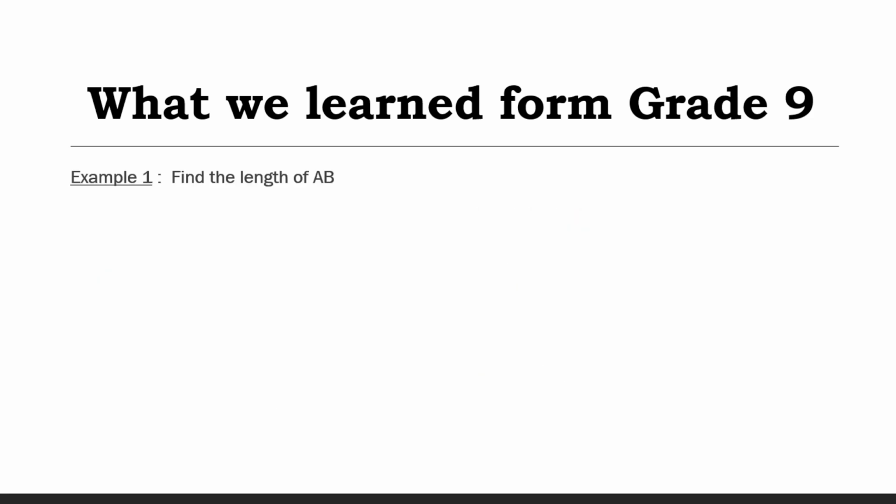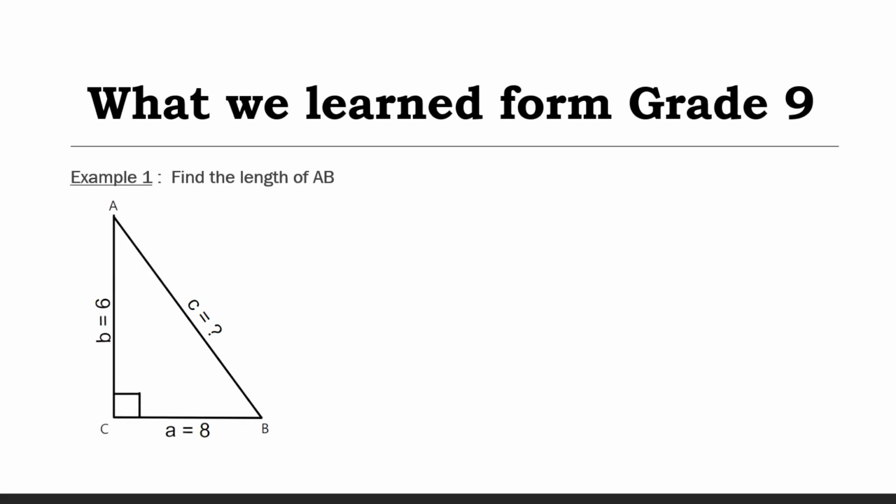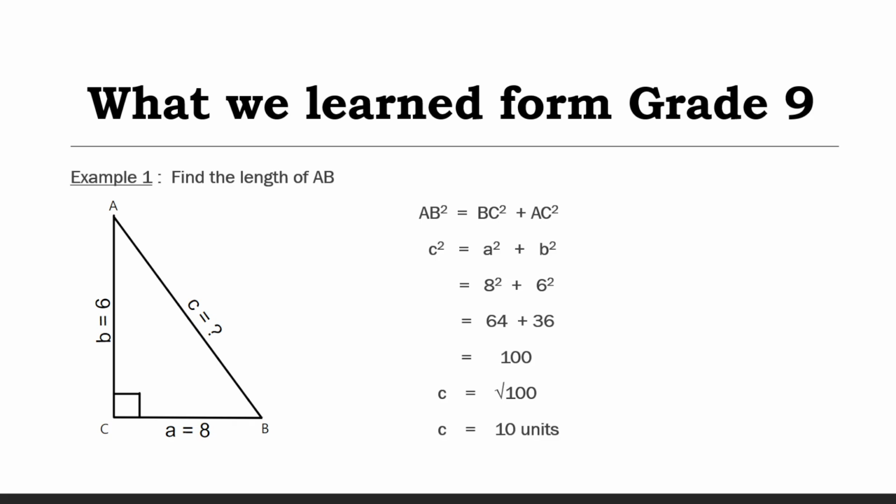Now let us look at examples of what you did in grade 9 to calculate one side of a triangle when you are provided with two sides. So here's a triangle with one unknown, which is the hypotenuse side. Applying the theorem and substituting the values, we find that side c squared equals 100, so c is the square root of 100, which gives us c is 10 units.